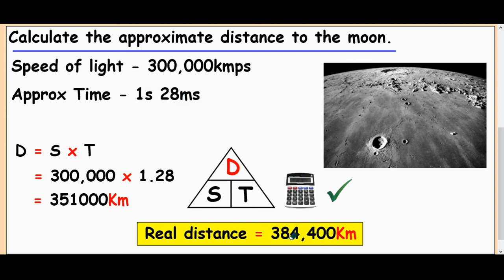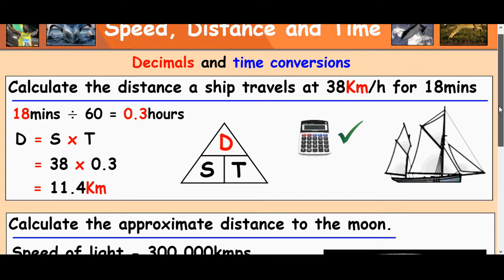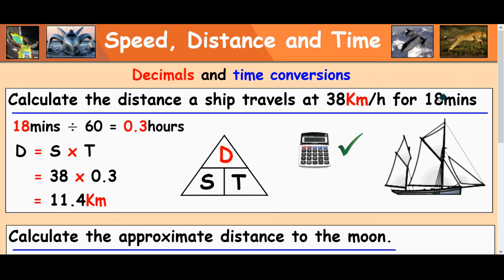Okay, you should be able to try some of those calculations yourself now. Remember, if you get something like this where the time's in minutes, make sure you change it into decimal hours by dividing by 60.